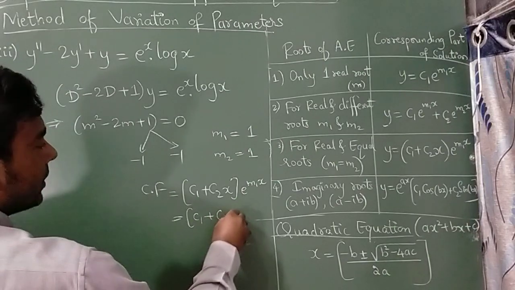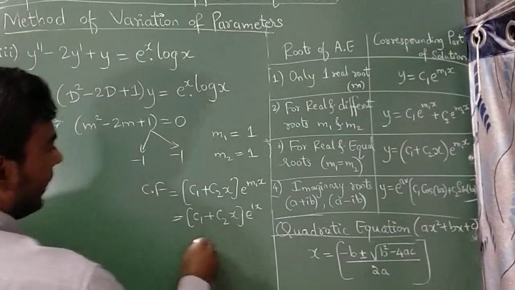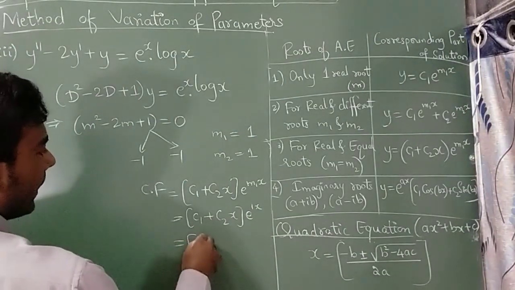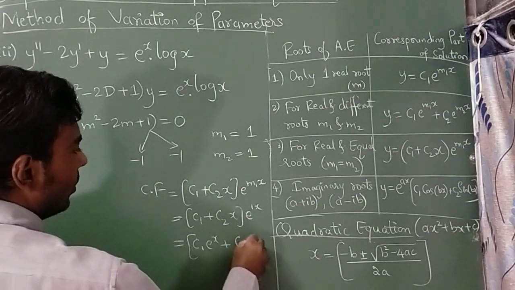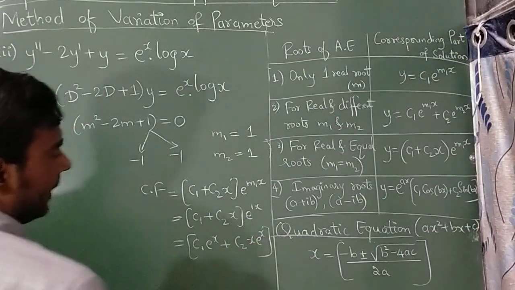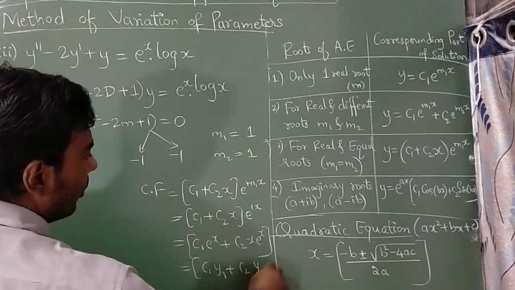So c1 plus c2x, in place of m1 I must write 1x. Fine. Multiply this inside. c1 e raised to x plus c2 x into e raised to x. Now this can be written as c1 y1 plus c2 y2.